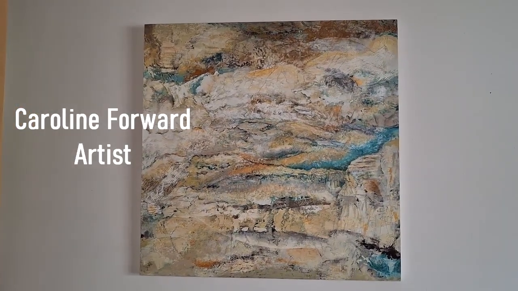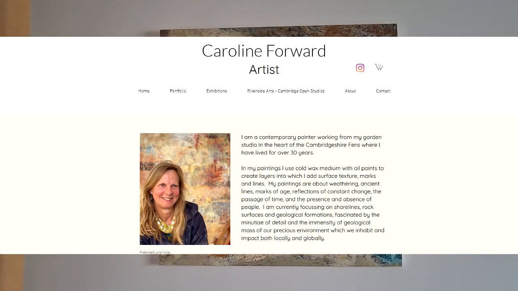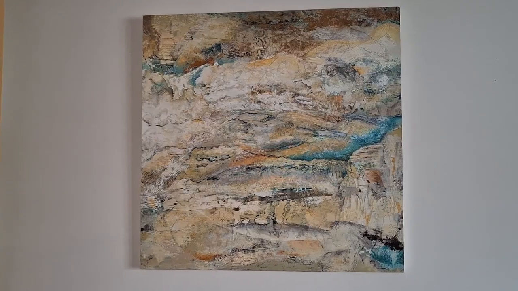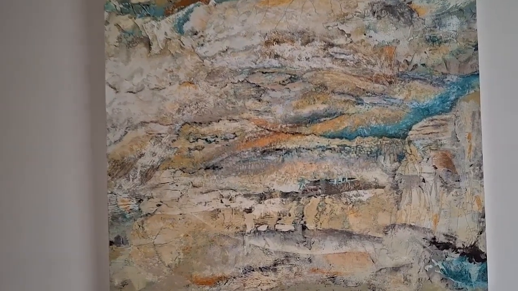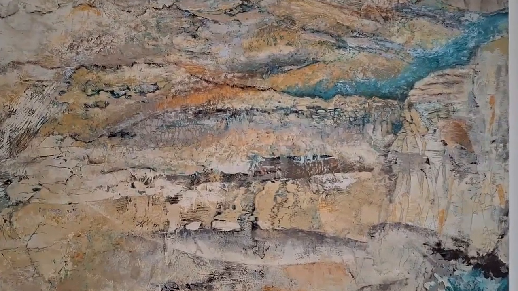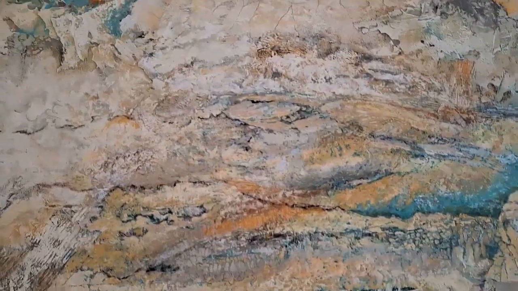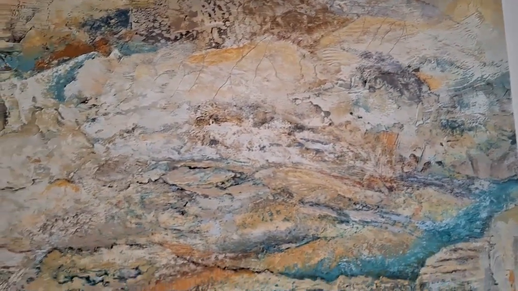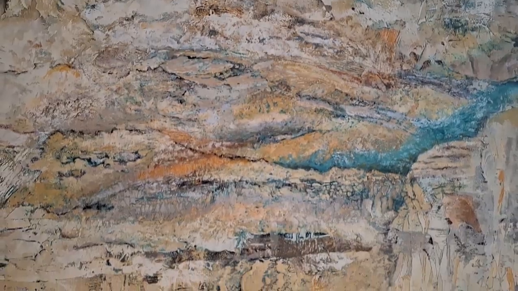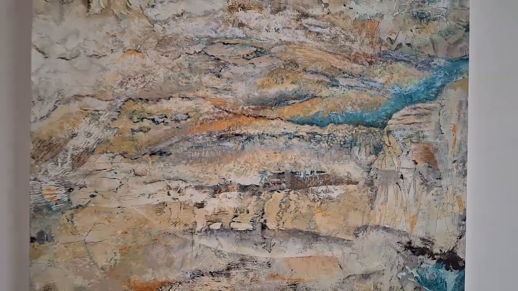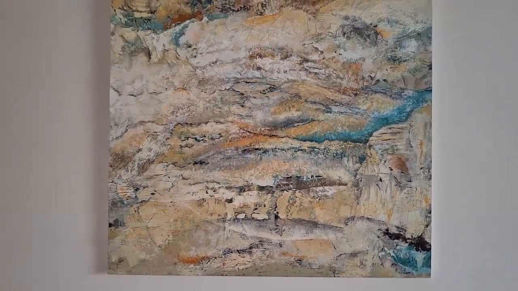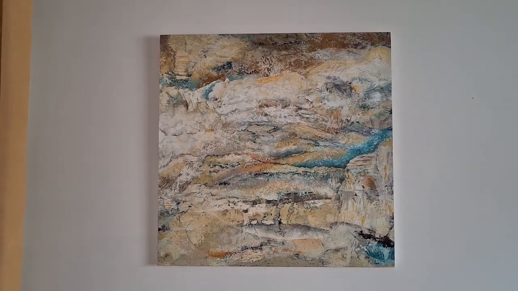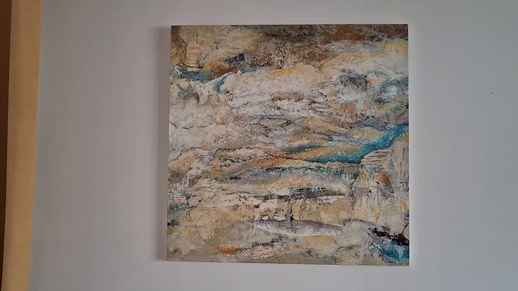Caroline's a contemporary painter who uses cold wax and oil to create layers and texture to represent weathered ancient lines, change and the passage of time in shorelines, rock surfaces and geological formations, amongst other representations of local environments, people and places. This piece is called A World of Its Own and represents water, landscapes and fault lines.